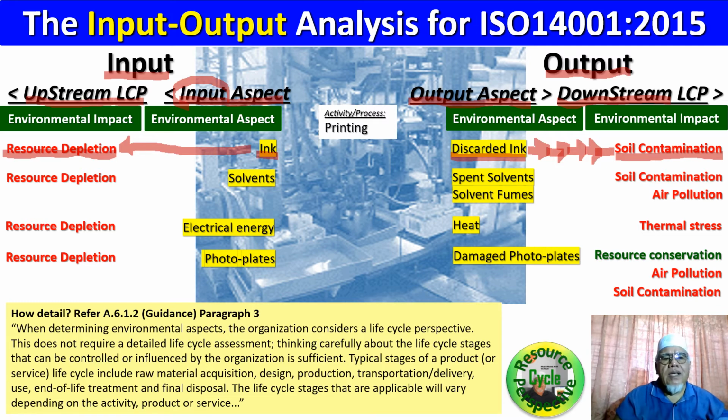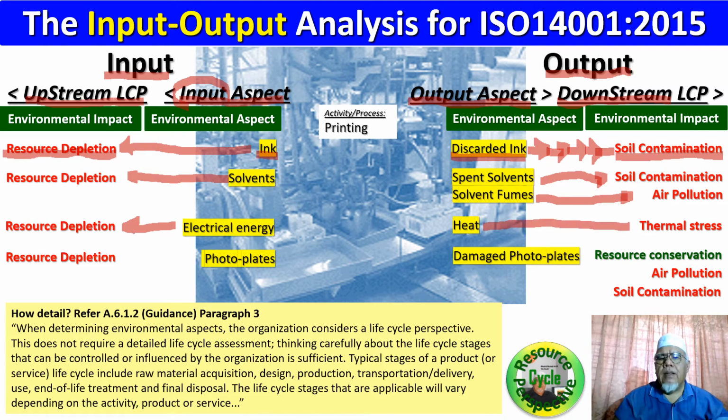So there you are. Again, solvent. You think about the rest, okay? And spent solvent, there it goes. Solvent fumes while in transit storage. And there is heat. Electrical energy is from fuel, from coal probably, resource depletion. Heat is being generated here, and there is a localized thermal stress, a kind of convection.